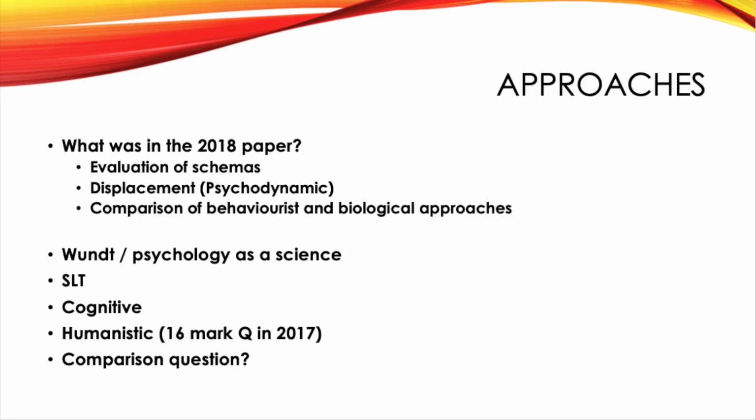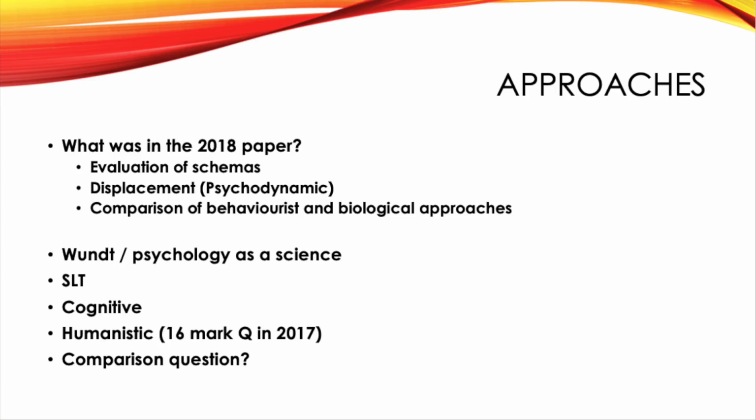What was in the 2018 paper? We had the evaluation of schemas, displacement, which is a part of the psychodynamic theory, and then that key 16-mark question which looked at comparing the behaviourist and biological approaches. What kind of things do I think could come up in the 2019 paper?